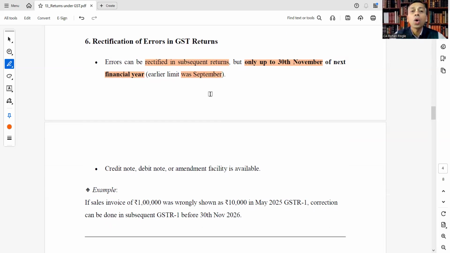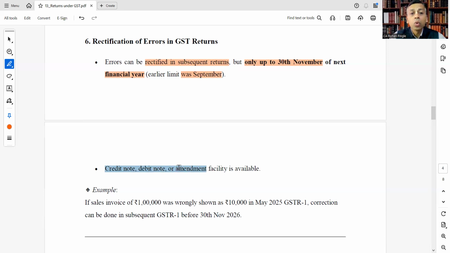After that, you cannot rectify the GST returns. Okay, so if you want to rectify GST returns for the financial year 24-25, then the date would be 30th November of 2025. By that date, whatever errors you find, you can rectify them.